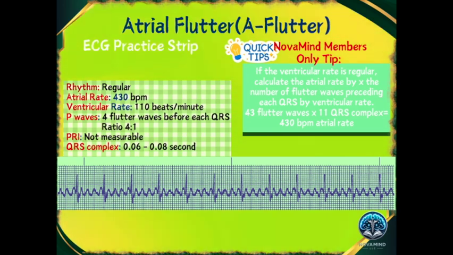In summary of atrial flutter with a 4-to-1 conduction, the rhythm is regular, the atrial rate is 430, and the ventricular rate is 110. P waves are 4 flutter waves preceding each QRS complex with a 4-to-1 conduction ratio. Our PR interval is not measurable. Our QRS complex is narrow, measuring between 0.06 to 0.08 seconds. This is a classic example of atrial flutter with a 4-to-1 conduction ratio, where the AV node blocks 3 out of every 4 atrial impulses to protect the ventricles from an excessively rapid rate.